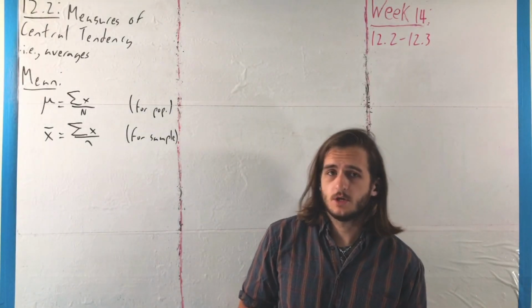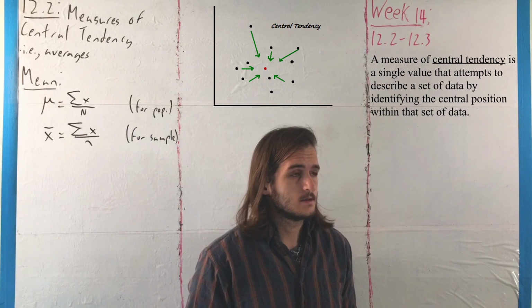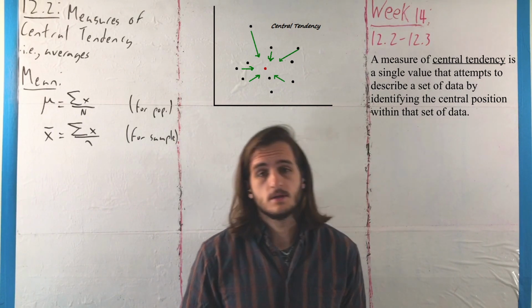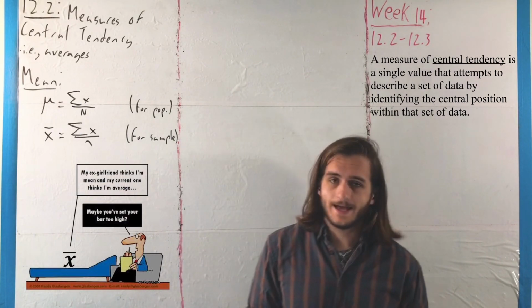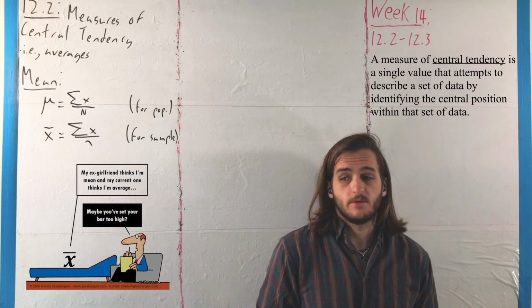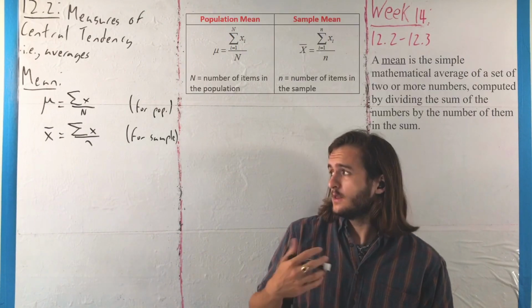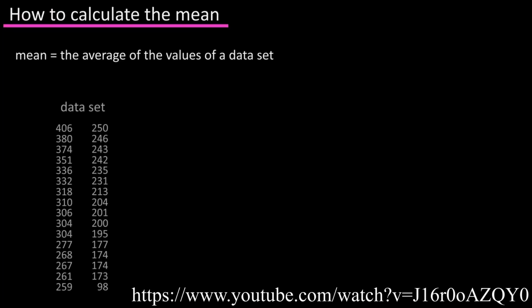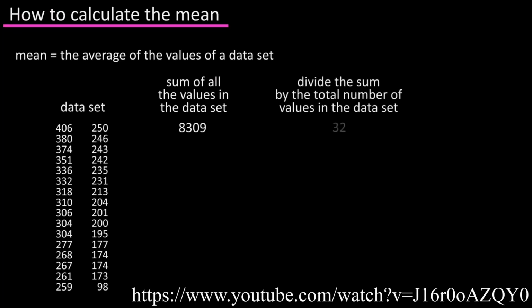So we can start our discussion here with measures of central tendency, that is, measures of averageness, by using the most classic measure of central tendency, the one you're probably most familiar with, the one you probably think of when you hear the word average, the mean. The mean is just the sum of all the values divided by the number of values.